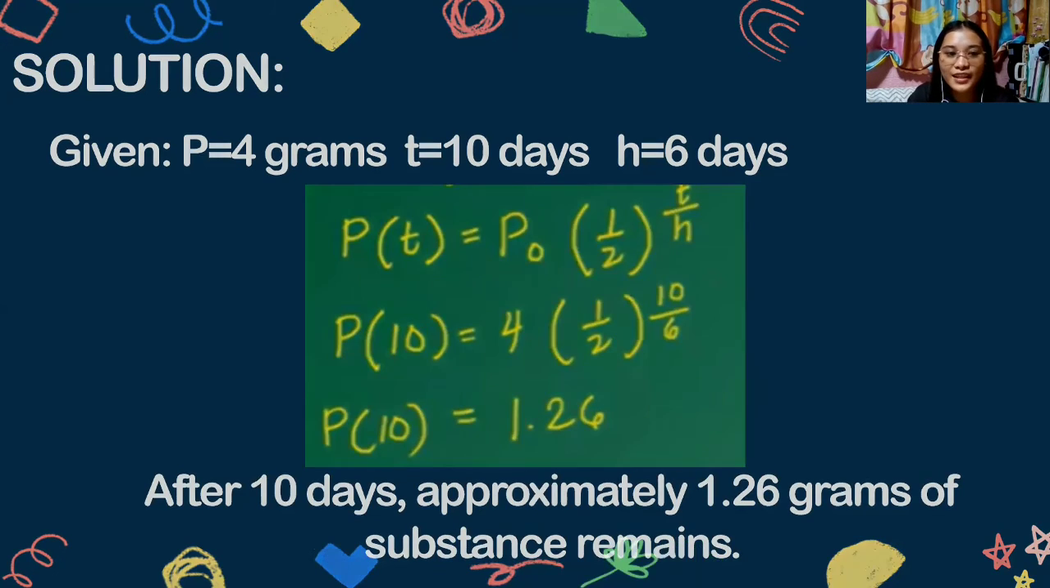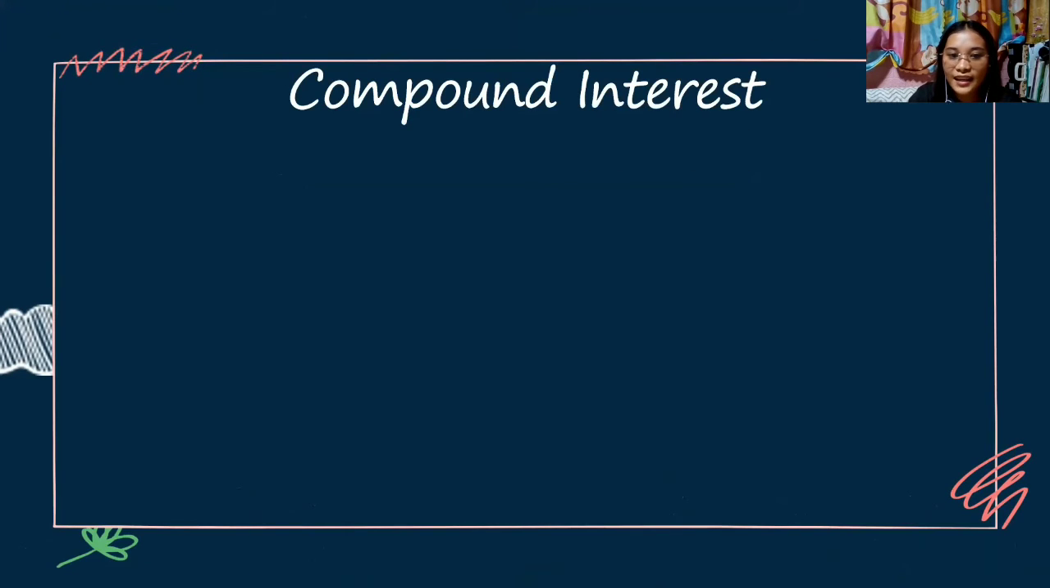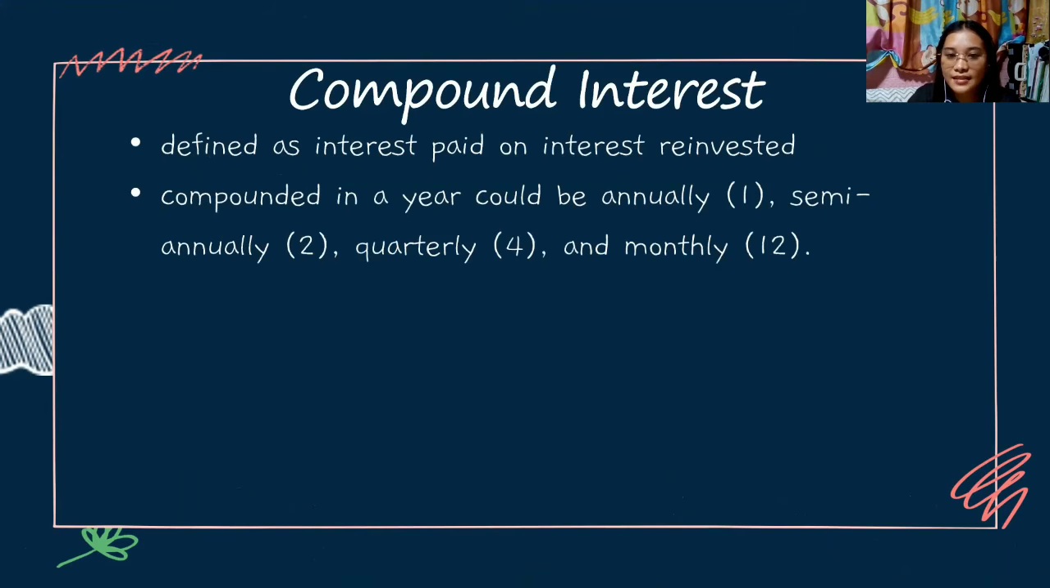The next application is compound interest. It is defined as interest paid on interest reinvested. What we mean by this, the interest that has been added to the principal also earns interest. Therefore, the amount grows so fast over a period of time. Since the idea here is the interest is being compounded, we need to take note of the different compounding periods. So we have annually, which is 1 period in a year, semi-annually, 2 periods, quarterly, 4 periods, and monthly, 12 periods.